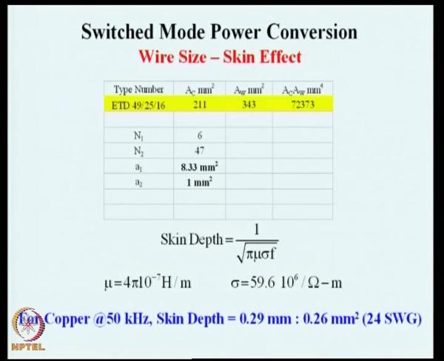All the current will go through the surface only. At other frequencies determined by the skin depth, the current will be limited to a portion of the cross section. For our application at 50 kilohertz for copper with this permeability and conductivity, the skin depth is 0.29 millimeter, and this is equivalent to 0.26 millimeter square of cross section. See, 0.29 millimeter skin depth, you can approach the skin from either side.